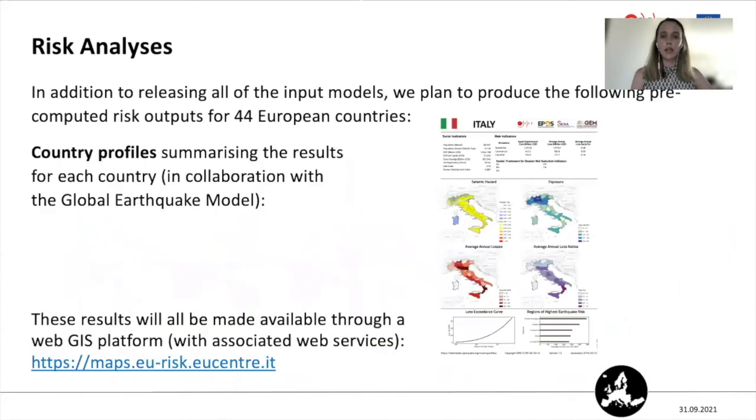Another product that we plan to release is country profiles. So working together with the Global Earthquake Model, which already releases country profiles for countries all around the world, they will be updating their European country profiles using the results from our European risk model. And so we will be releasing together these country profiles. And everything that I've showed you here will be made available through a WebJS platform, which will have associated web services. And that's available at this website here.